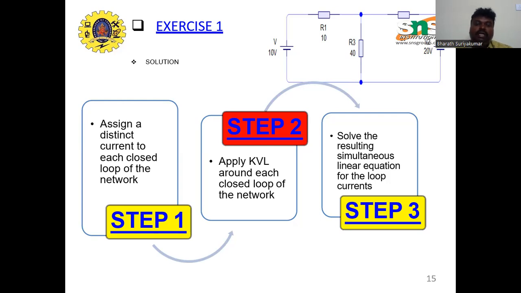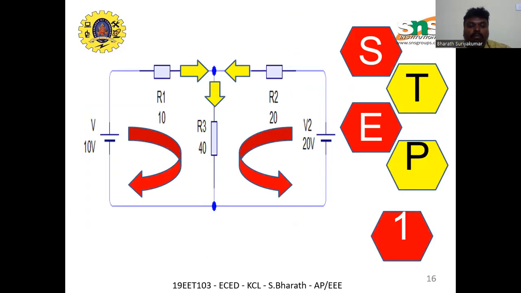Based on this, taking this problem into account, from the positive to negative, we select loop 1. From the positive to negative of the second source, we select loop 2. The sum of the incoming currents at the junction point and the sum of the outgoing currents is taken. So this is step 1.